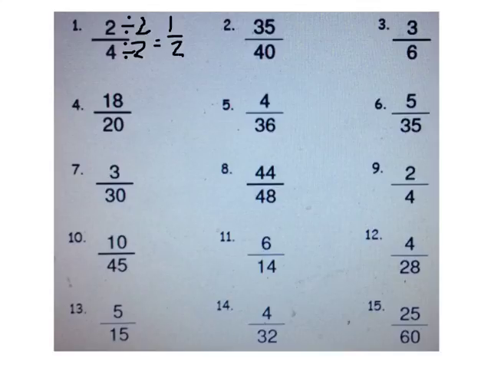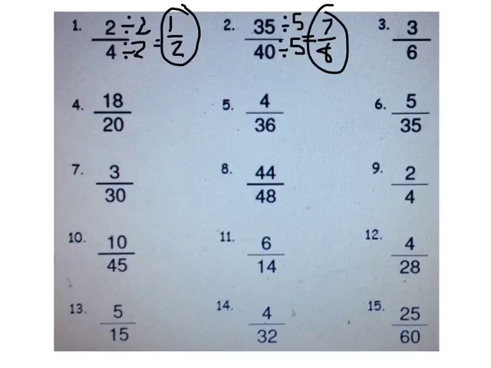Now let's look at number 2. What's the largest number that goes into both? Well, 5. When I divide 35 and 40 by 5, what's the simplified fraction? It's 7/8. Now you try the rest. Simplify 3/6. What's 3/6 written in simplest form? Well, 3 goes into both. The correct answer is 1/2.